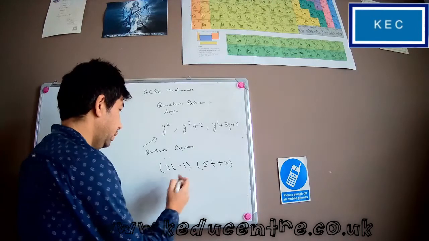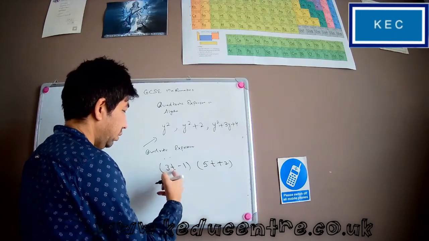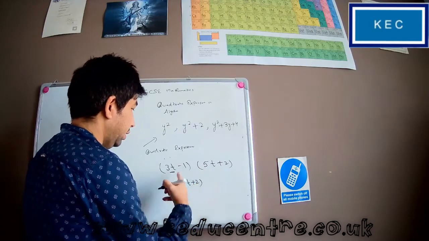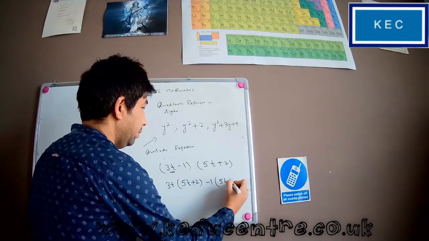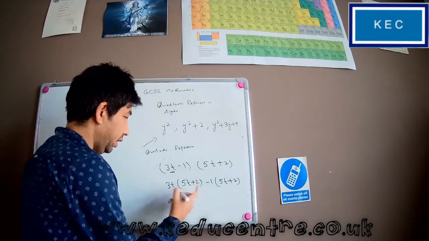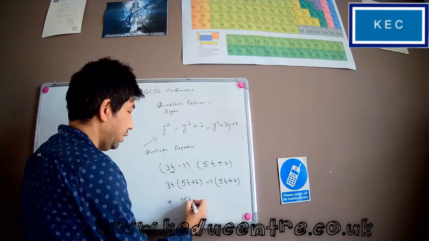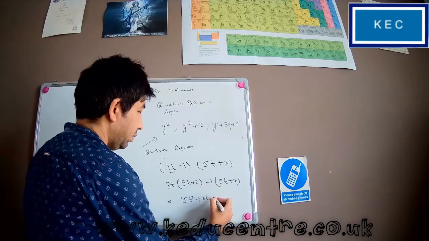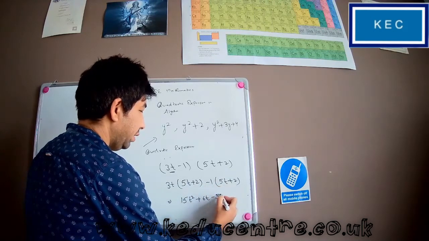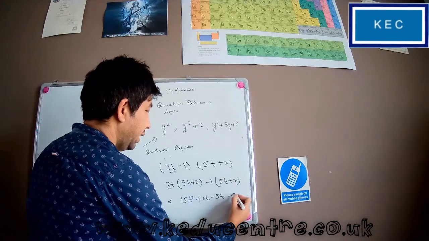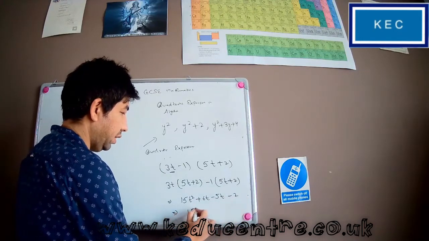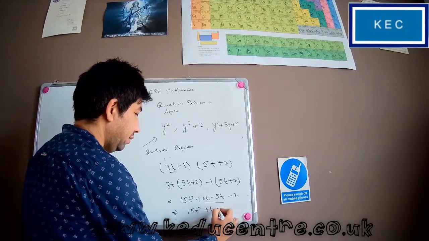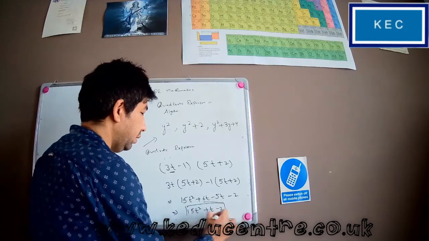The method is the same. So we'll do 3t, the first term, multiplied by the whole second expression, plus 2, minus 1 into 5t plus 2. Okay, so again, 3t multiplied by 5t will become 15t square. 3t multiplied by 2 will become plus 6t. Minus 1 into 5t will become minus 5t, and minus 1 into plus 2 will become minus 2. So this will become 15t square. Like terms come together, so plus 6t minus 5t will become plus t, minus 2. So this will be the final answer.